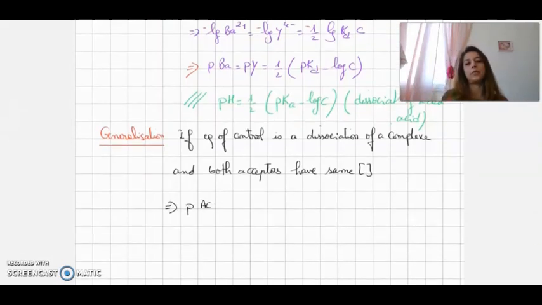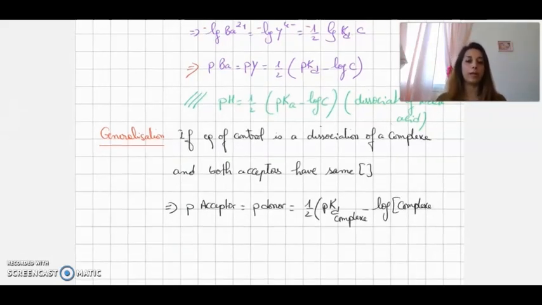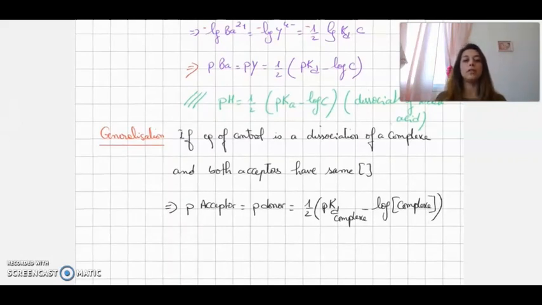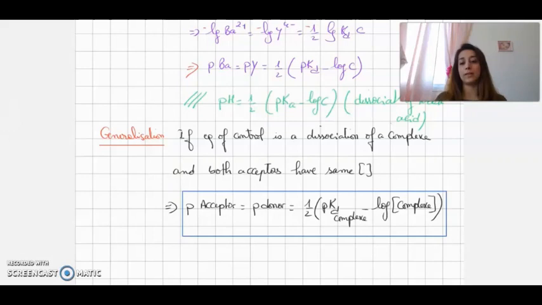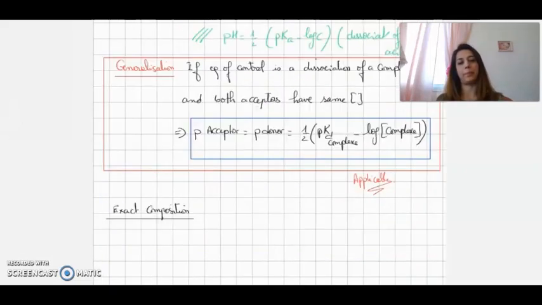So in such a case, we can generalize a formula where the potential of both acceptors is equal to half pKd of the complex which is dissociating, minus log concentration of this complex. So pM equals pL, equal to half pKd minus log C. And this is a general formula we can apply directly whenever we have the equilibrium of control, dissociation of a complex, and both acceptors have the same concentration in the medium.